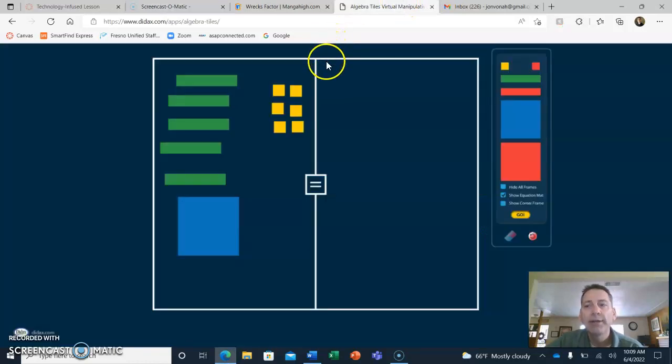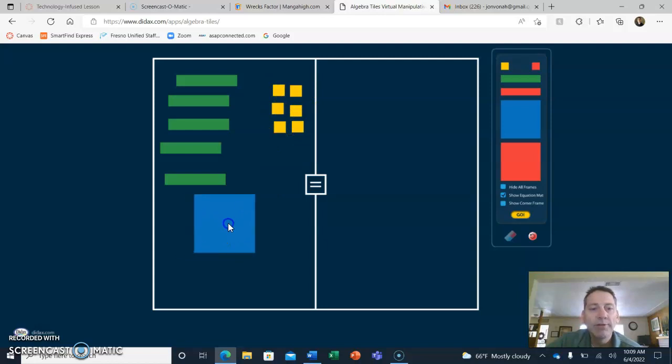It looks like this. So I would basically demonstrate to the students how to factor, let's say, x squared plus 5x plus 6. So this blue square represents the x squared, and then each one of these represents an x, and these yellow ones represent 1 each.